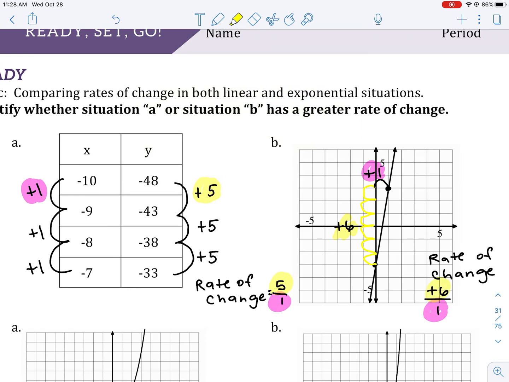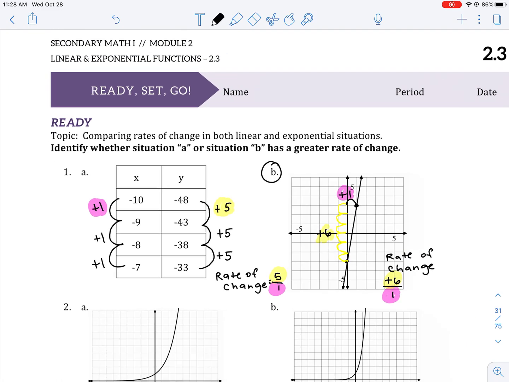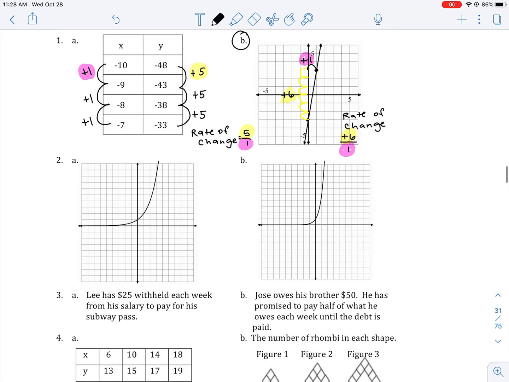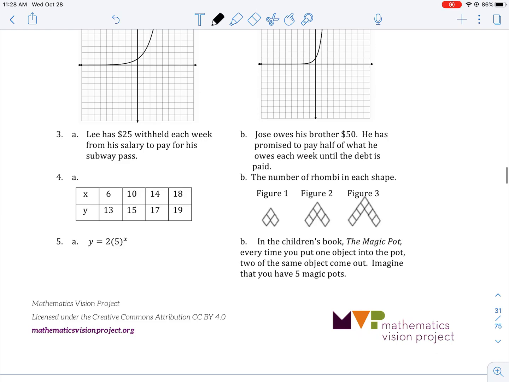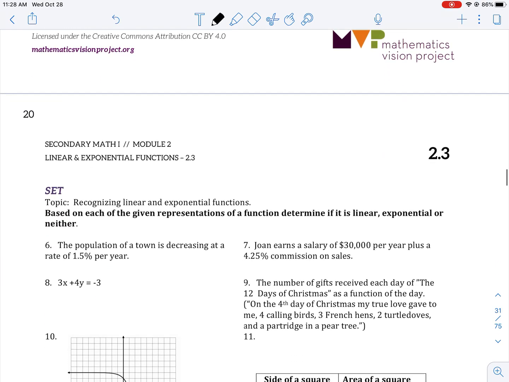Which one is greater, 6 or 5? I would say 6. So B has the greater rate of change. So you should be doing that for 2. You should do that for 3, 4, and 5.